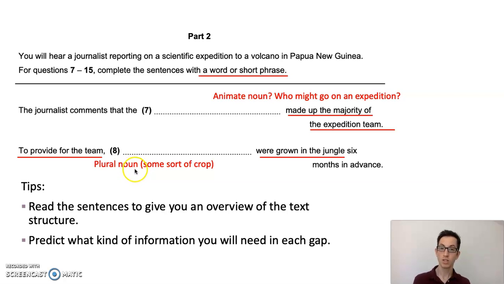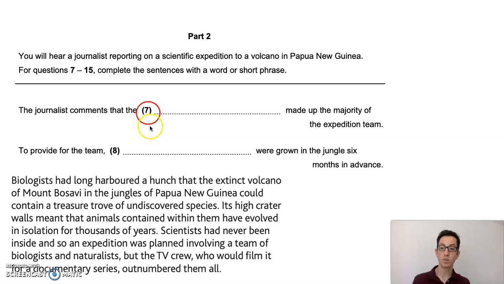Okay, let's put these strategies to work then. So in the actual exam, of course, you'll be listening. In this case, I'm going to give you the tape script on screen. So here is the tape script with the relevant information for gap 7. At this point, pause the recording, read the tape script, see if you can find the correct answer, and once you've done that, restart the recording.